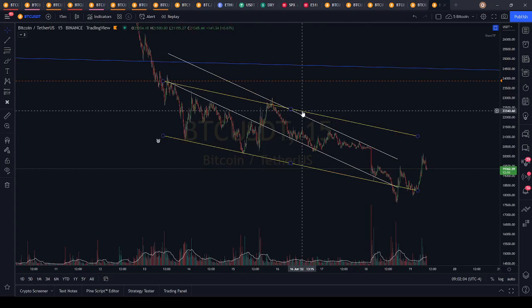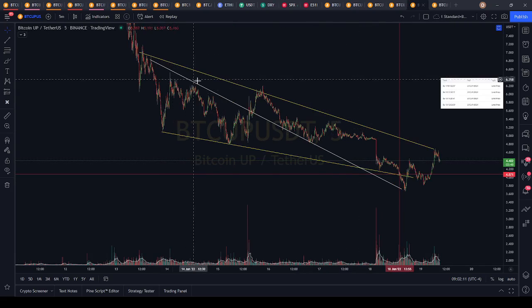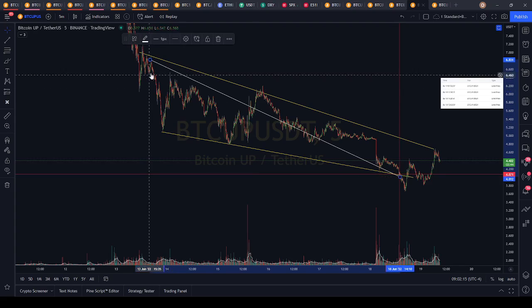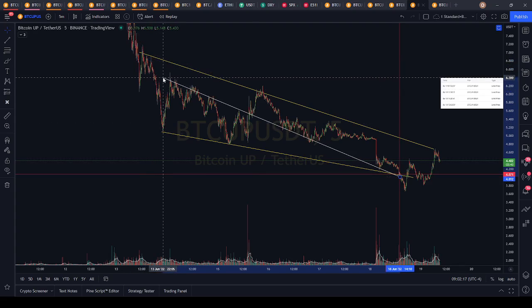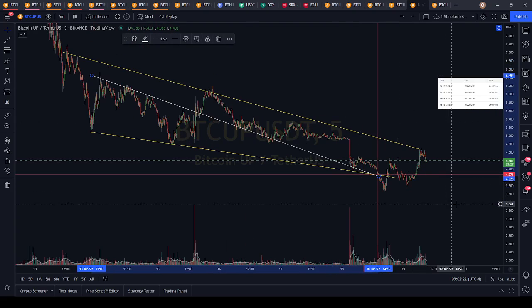We have our yellow falling channel, the white one that cuts through it. Again, I'm not drawing the top trend line on this, just the bottom, because that's the one I'm really just interested in. I guess the Bitcoin up is slightly different, actually. There we go. That's more like what it looks like. The Bitcoin up's just not perfect from the Bitcoin exchange pricing.